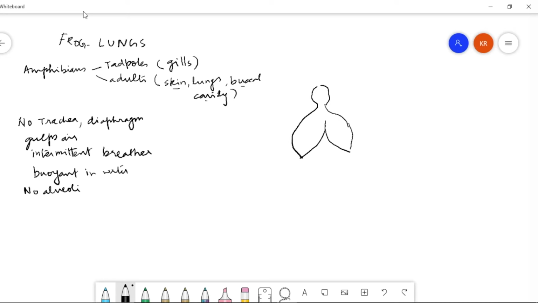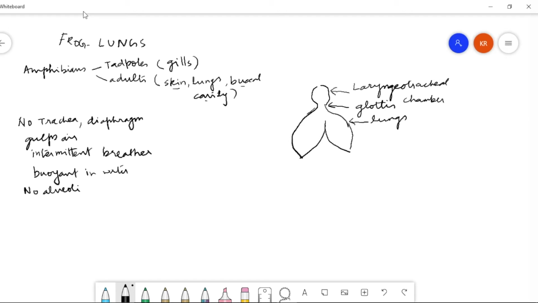So you can see over here that there is no trachea. This is the laryngotracheal chamber. It is just called like that, a laryngotracheal chamber. This is the glottis. And these are the lungs.